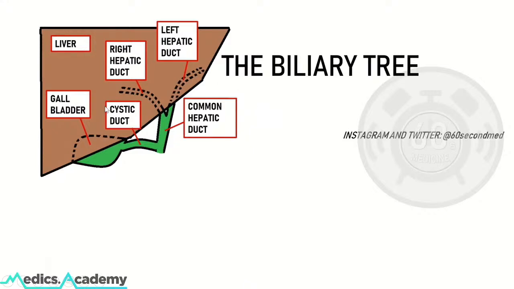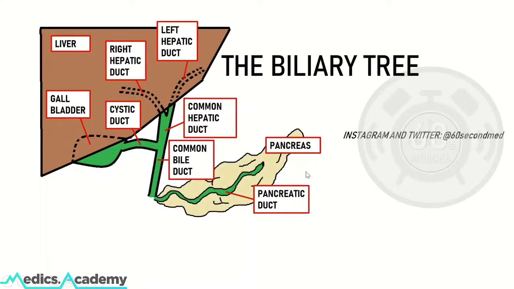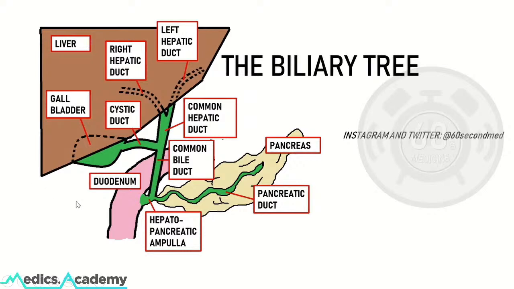The common hepatic duct and the cystic duct unite to form the common bile duct, and secretions from the pancreas will drain via the pancreatic duct to meet the common bile duct at the hepatopancreatic ampulla. All these secretions can then flow into the duodenum for their function, more specifically in the second part of the duodenum. These secretions are controlled by the sphincter of Oddi, which is a muscular sphincter surrounding the hepatopancreatic ampulla. So that's a quick presentation on the anatomy of the biliary tree.